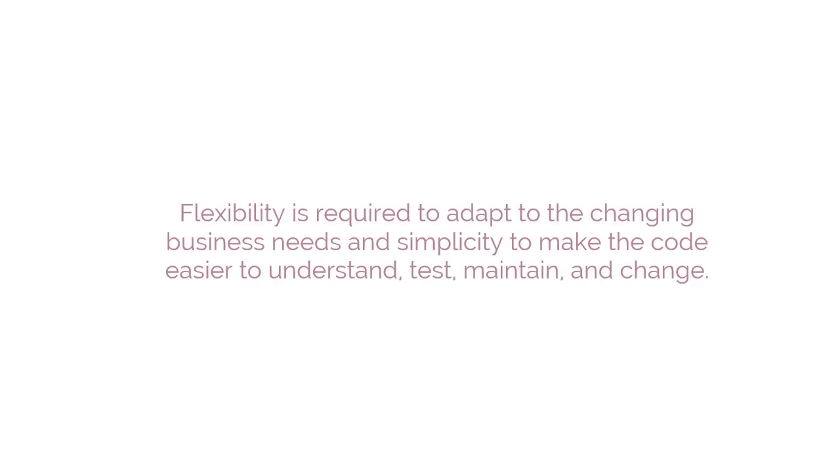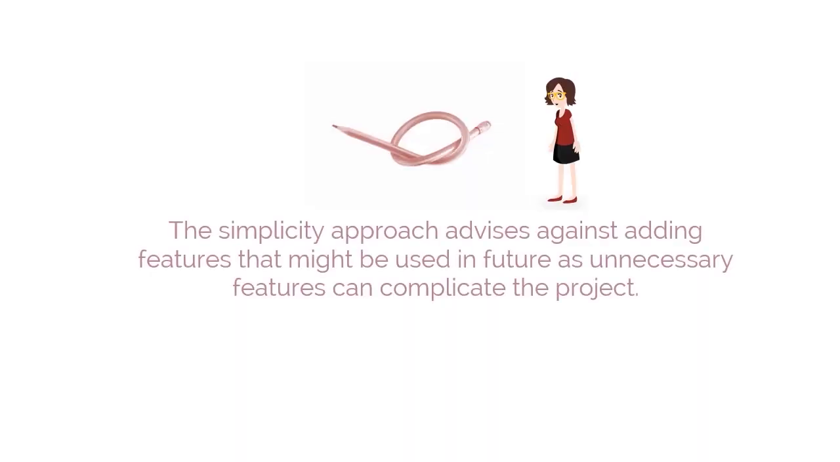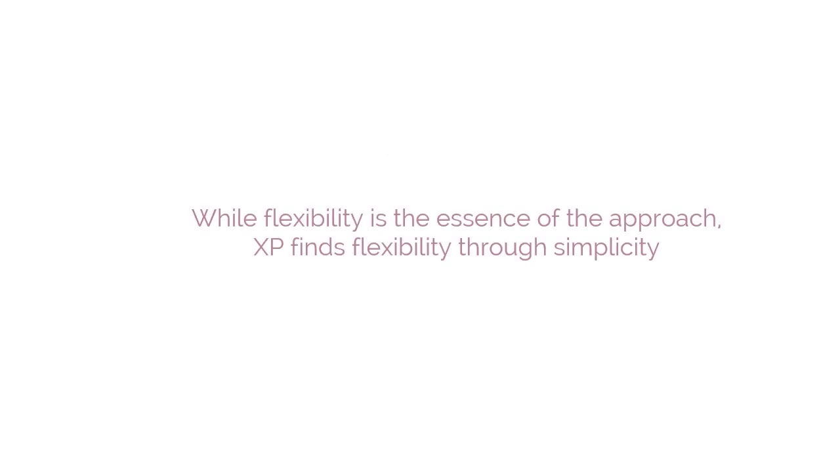Flexibility is required to adapt to the changing business needs, and simplicity to make the code easier to understand, test, maintain, and change. Adopting the XP approach of taking small and simple steps and using continuous feedback to keep on track makes it easier to identify and rectify mistakes. The simplicity approach also advises against adding features that might be used in the future, as unnecessary features can complicate the project. While flexibility is the essence of the approach, XP finds flexibility through simplicity.